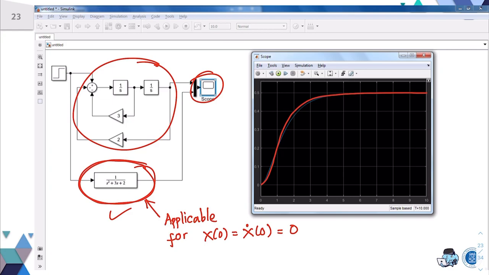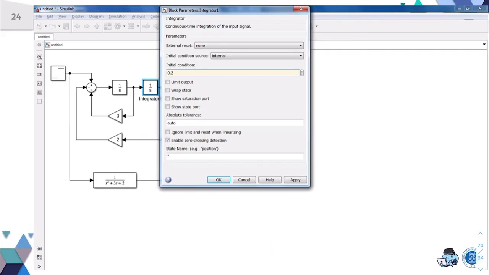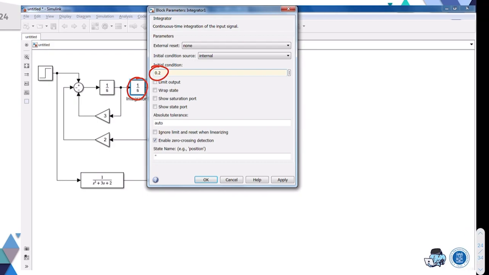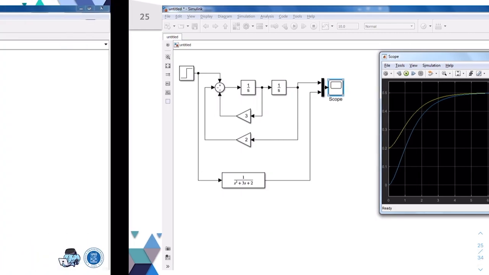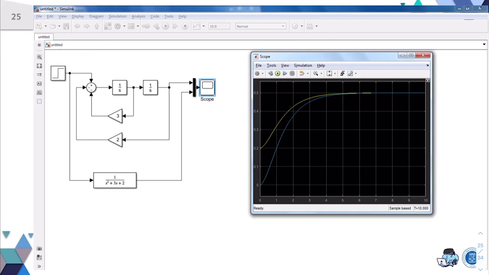Let me show you what happens if the initial condition is not 0. I double click on the integrator here, and then set the initial condition to 0.2. I'm changing the initial condition. Then I perform the same simulation by clicking the run button, and then double click on the scope. Then this is what you will get.